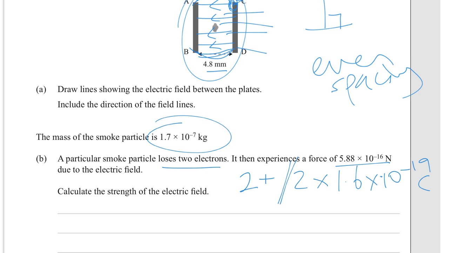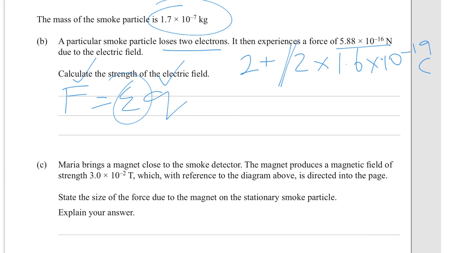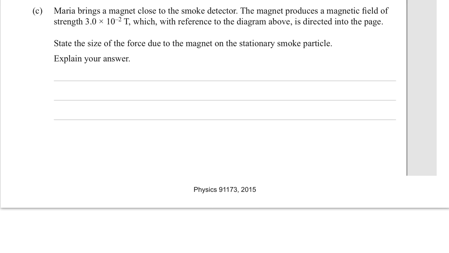Calculate the strength of the electric field. F equals EQ. You know the force, you know the charge. Rearrange for E. C, Maria brings a magnet. A magnetic field now, not electric field. Magnet closer to the smoke detector. Magnet produces a magnetic field given there, which with reference to the diagram is directed into the page.